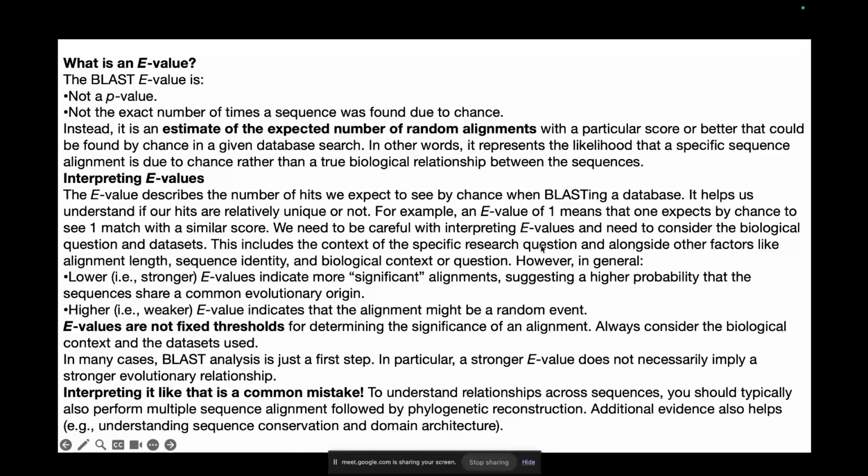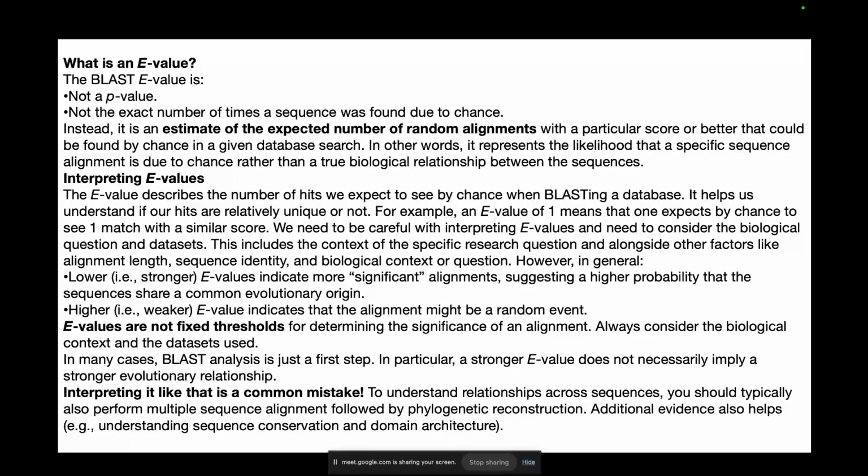An E value of 1 means one expects by chance to see one match with a similar score. We need to be careful while interpreting E values with respect to the biological question and so on. I'll not go into the details. One important thing is there is no fixed threshold. Depending upon whatever you are willing to accept, you can set a cutoff, right?